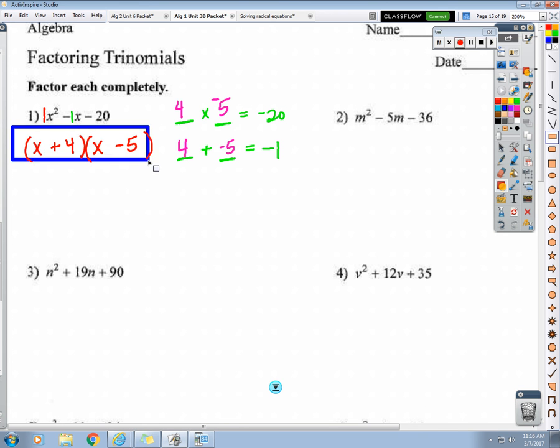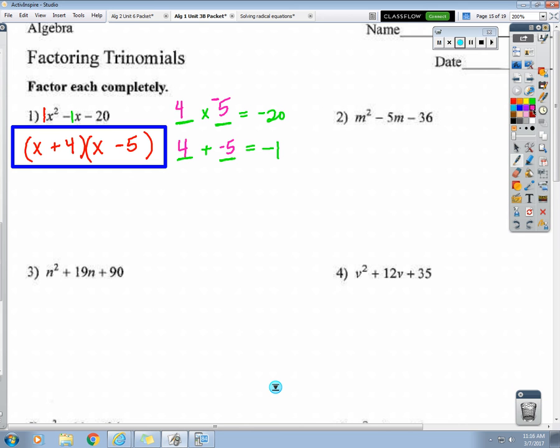Now, let me show you why that's the answer. You don't have to write this down. I'm just going to quickly show you why it's the answer. Okay, hold on one second. If I were to take these two binomials and distribute them back out like we all know how to do, x times x is x squared, x times negative 5 is negative 5x, then you have to distribute the 4. 4 times x is positive 4x, and 4 times negative 5 is negative 20.